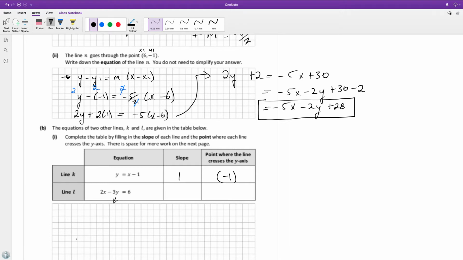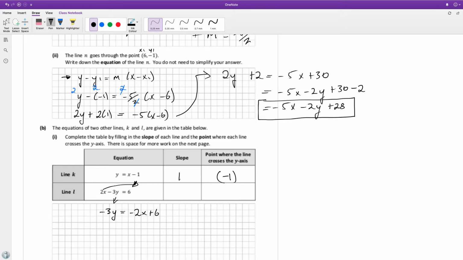I can't hear. There's numbers in front of the y, so what are we going to do first of all? We've got to bring the 2x over. So that's minus 3y is equal to minus 2x plus 6.